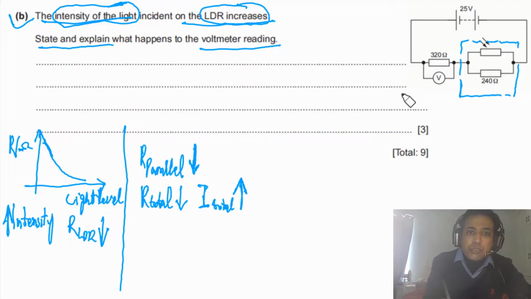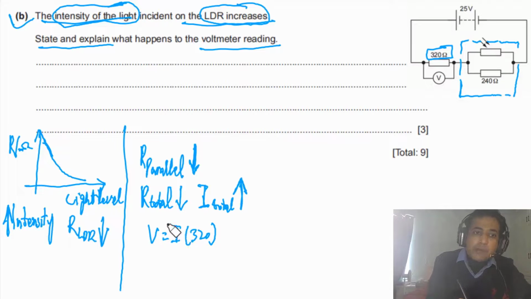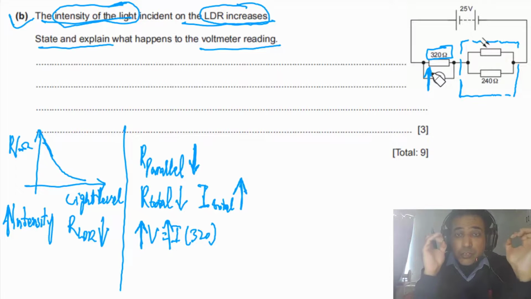If I total increases, it means current passing through this resistor will increase, but resistance of this resistor is fixed. So V is equal to I times 320 ohms. So if I increases, the value of V, meaning the PD across this resistor, or we can say the reading on this voltmeter, will increase. So these are the points you need to understand in a logical order, so you can improve your understanding of electricity.